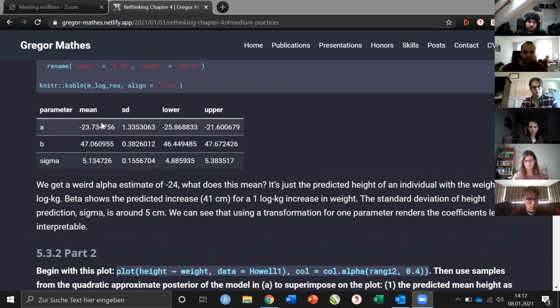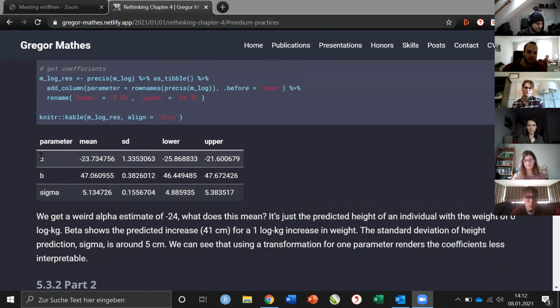The alpha is not interpretable anymore because we're using the log, so you have to think about that in a way. Alpha is now the predicted height of an individual with the weight of 0 log kilogram. Beta shows the predicted increase for a 1 log kilogram increase in weight. So the slope, but now divided by log kilogram, and the standard deviation is around 5 centimeters.